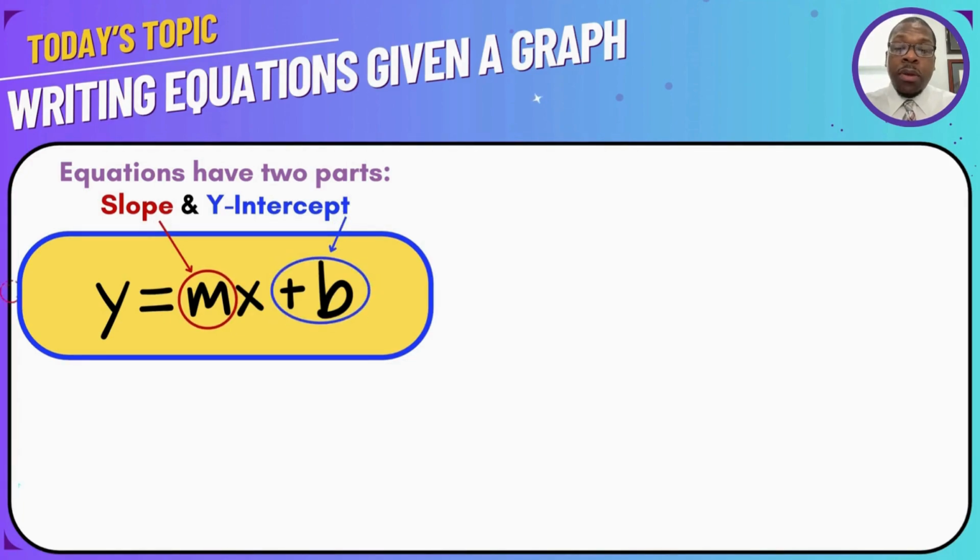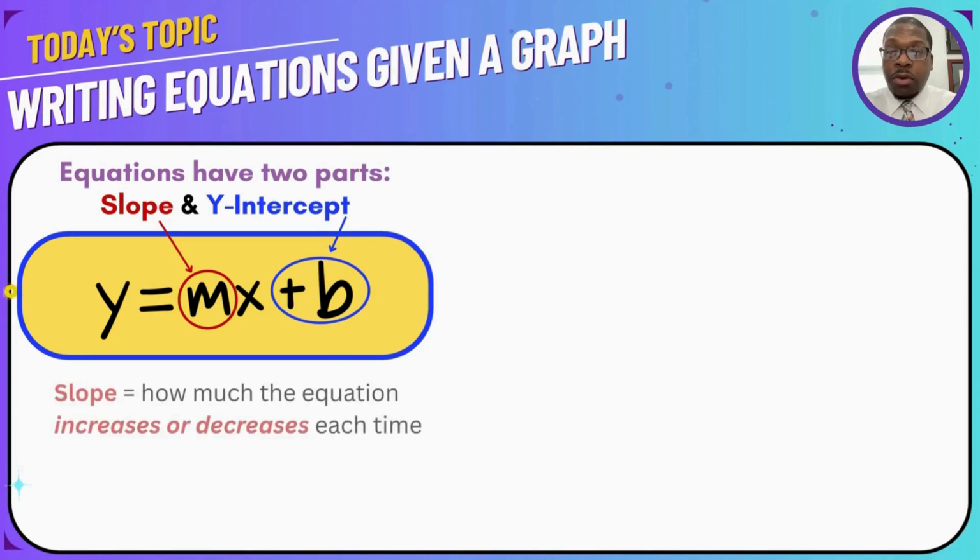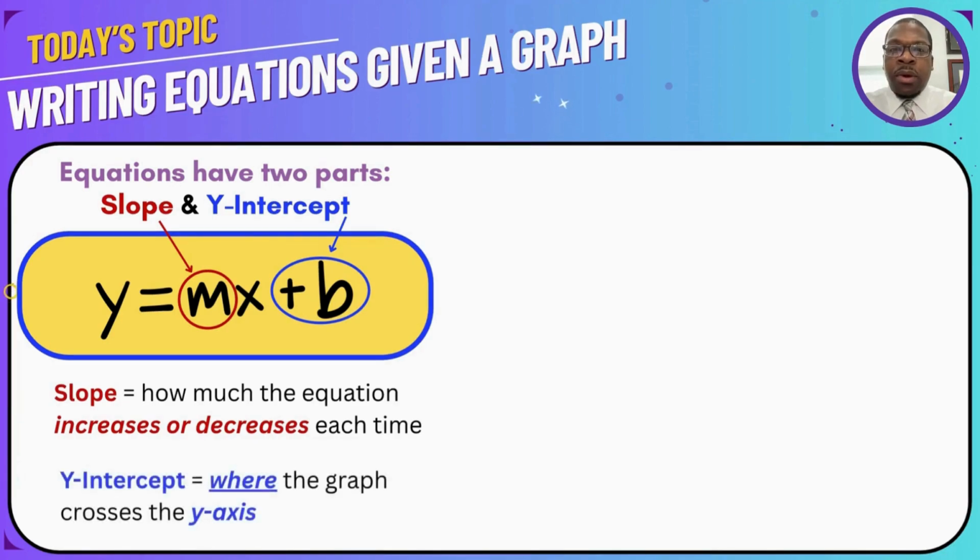Now, what does slope and y-intercept mean? Slope is how much the equation increases or decreases over time. Or when you think about it from a graph perspective, how much does the graph go up or how much does the graph go down every time? And the y-intercept, very easy concept. The y-intercept just simply asks, where does the graph cross the y-axis? The y-axis is the one that goes up and down. X-axis goes left to right. So it's simply asking, when you have a graph, where does it cross the y-axis?